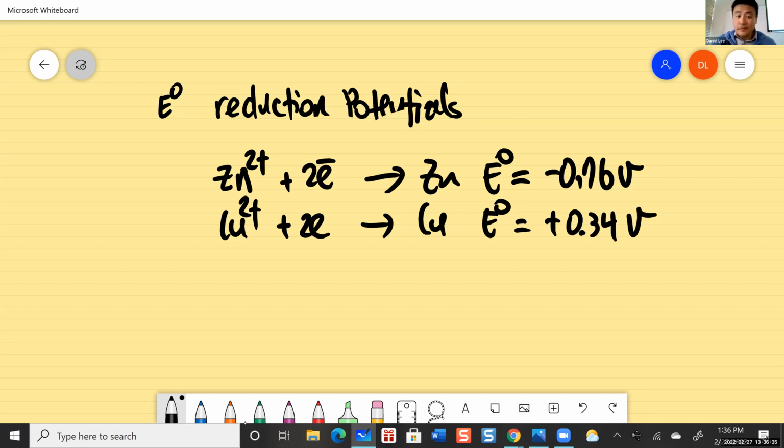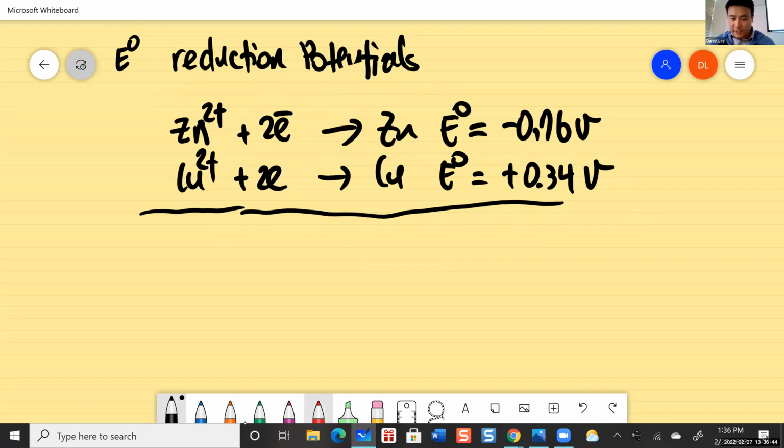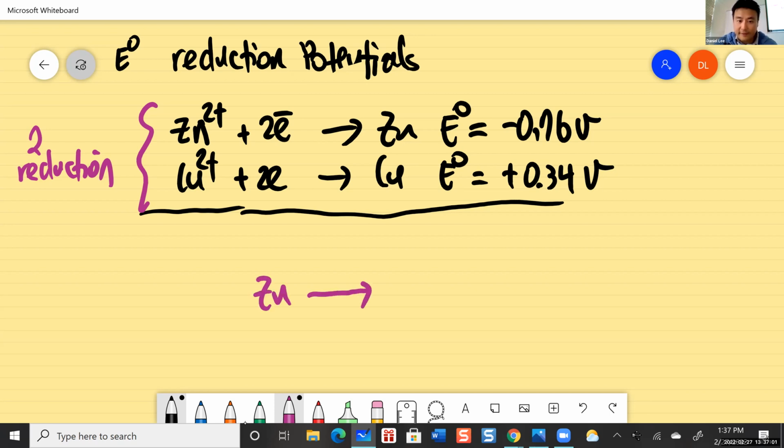0.34 volts. If I want to run the reaction so that they occur spontaneously, I have to flip one of them. You cannot have two reductions. There's only one way you can flip. You have to flip zinc. There's no choice. If you flip the copper one, your delta E is negative. So you've got to flip zinc. So zinc would have to oxidize.